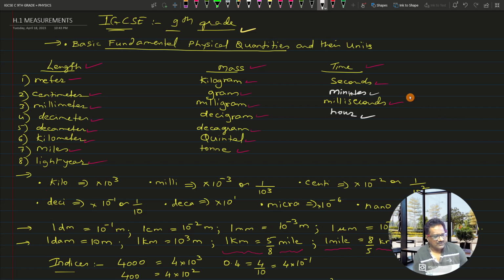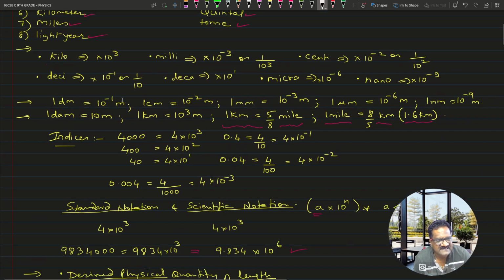To start with, we have understood what physical quantities are, some of the fundamental physical quantities, which are three, and the various units associated with these fundamental physical quantities. Now let us go ahead and go deeper.